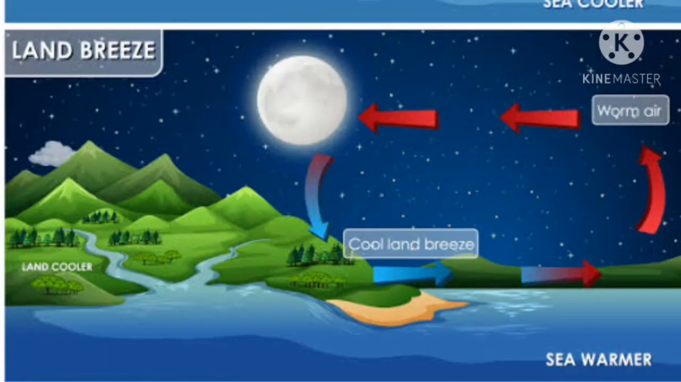At night, the land cools faster than the seawater. The warm air above water rises up. The cool air above the land rushes to take its place. This blow of air from land towards sea is called the land breeze.